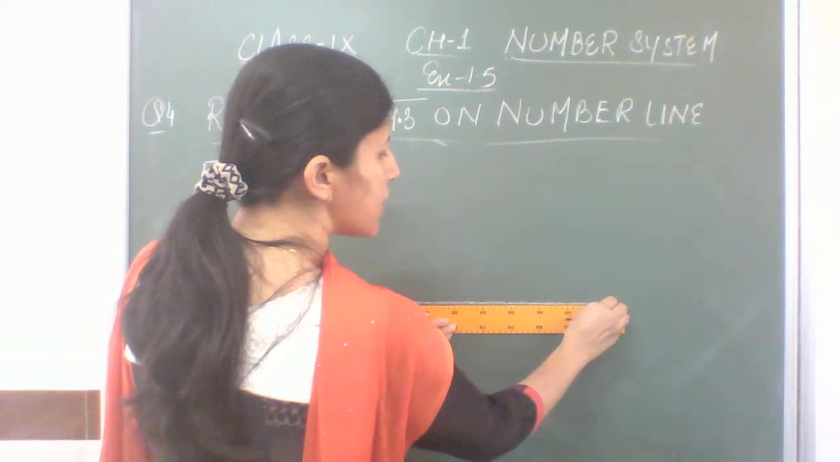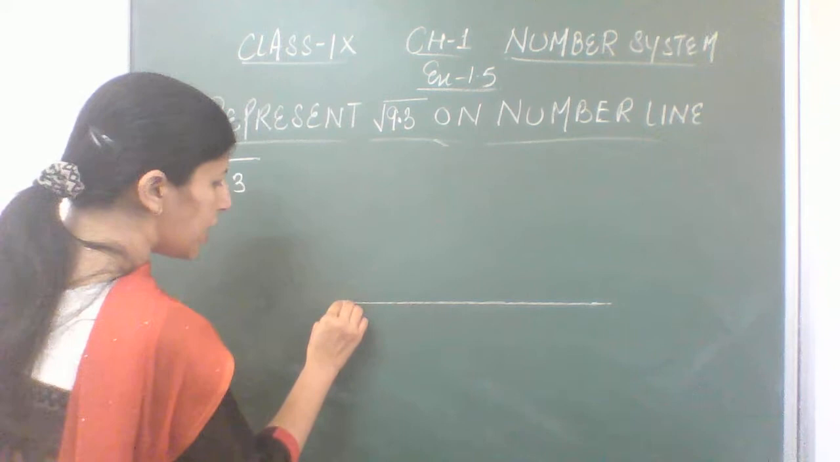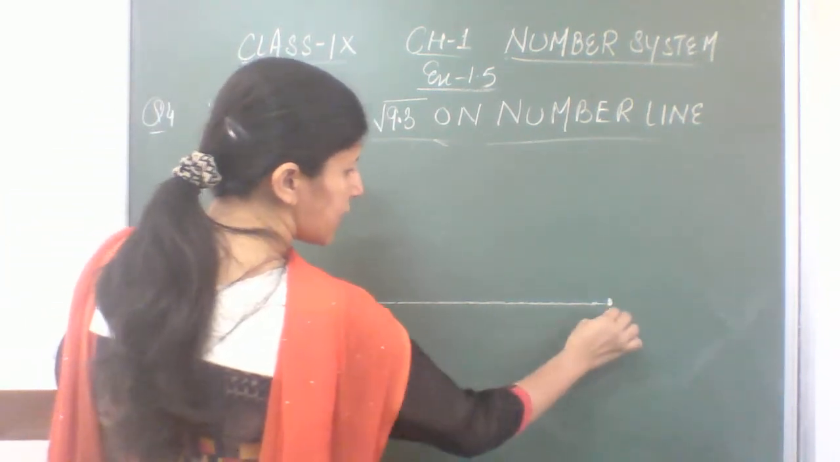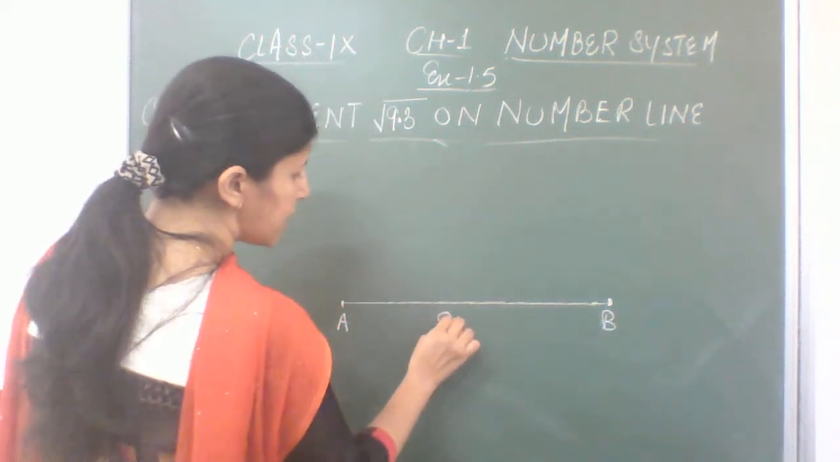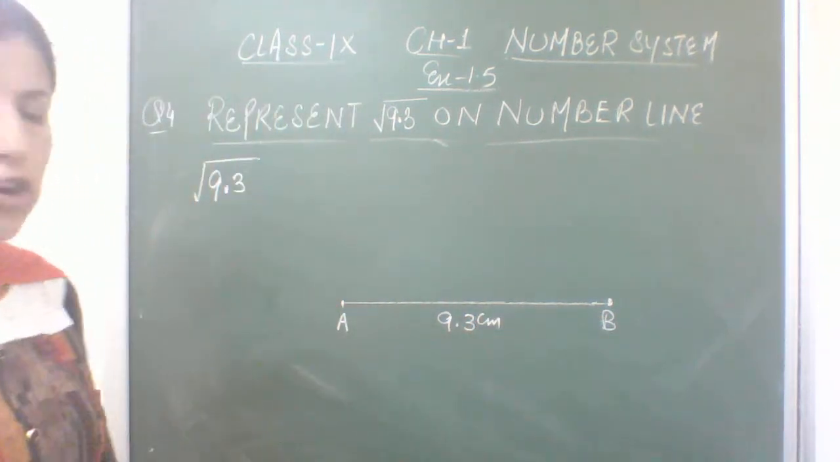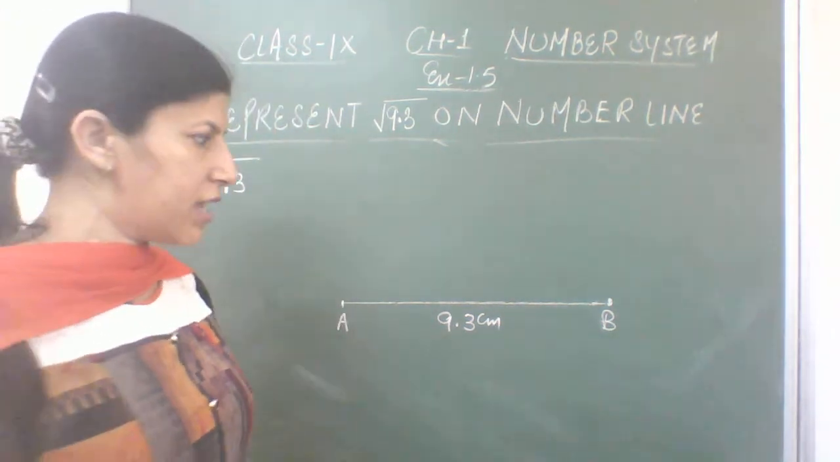This is my 9 and this is 9.3 centimeters. Mark this line as AB and its length is 9.3 centimeters. Kindly draw a line segment of length 9.3 centimeters with the help of your scale, right?